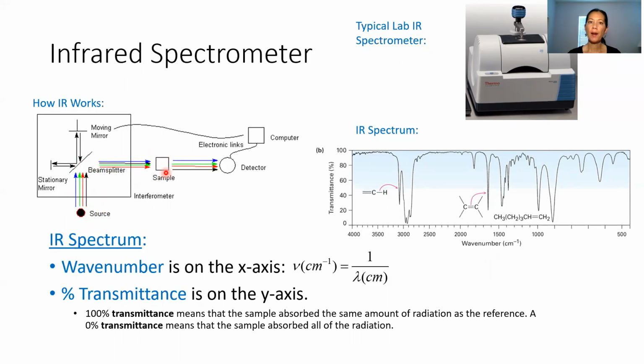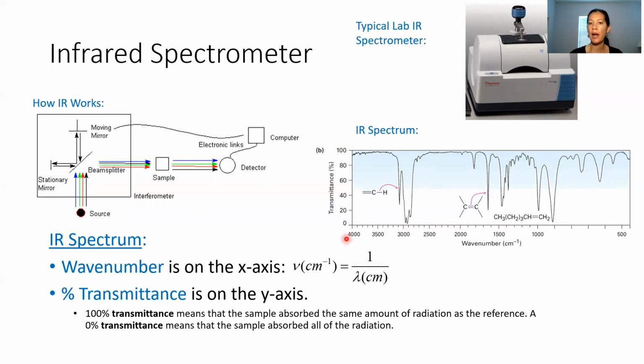Again, certain wavelengths of light will be absorbed if they match that vibrational frequency of the molecules stretching or bending, and then that'll be detected by a detector and spit out as a spectrum on the computer.